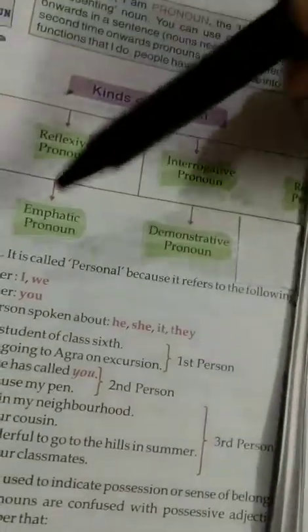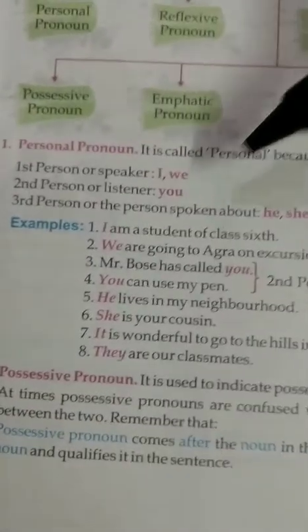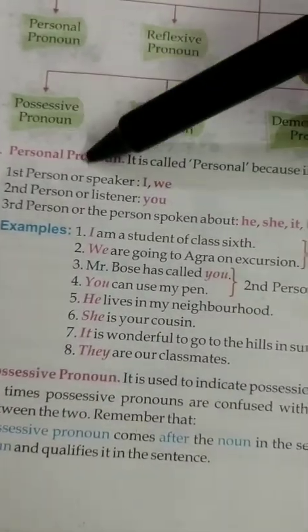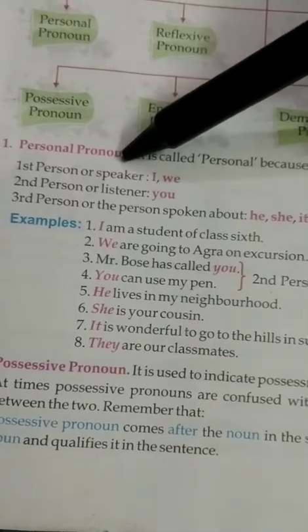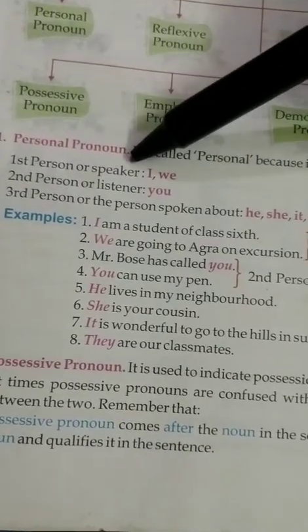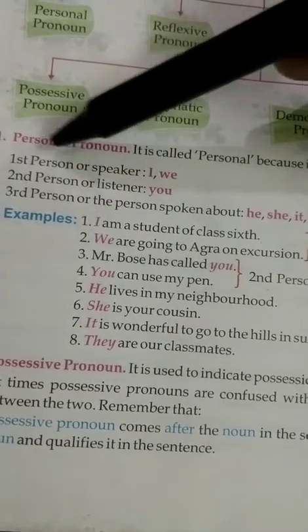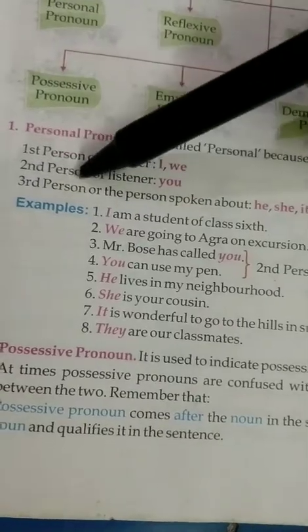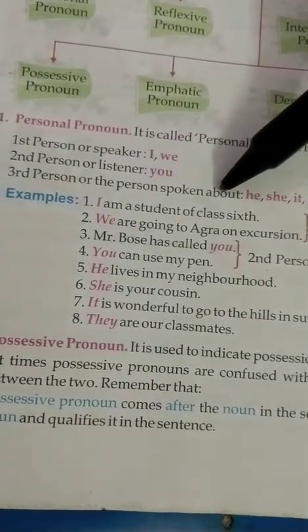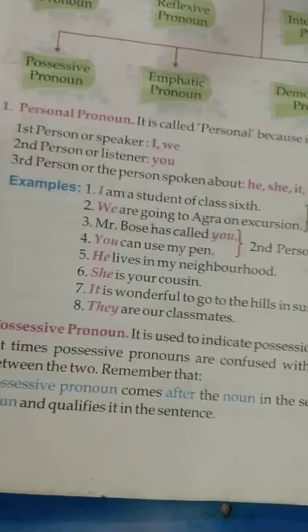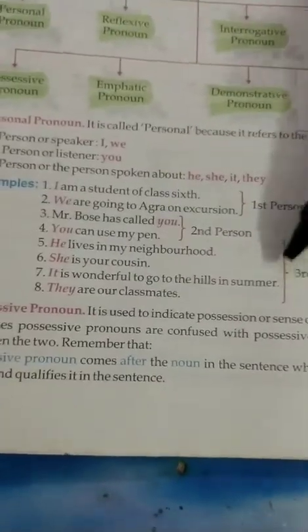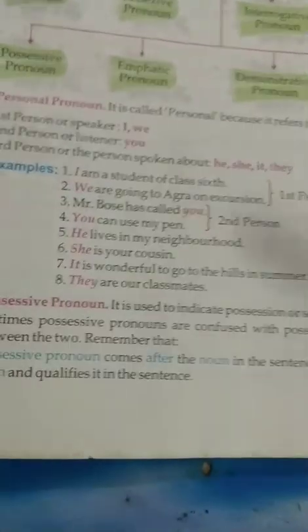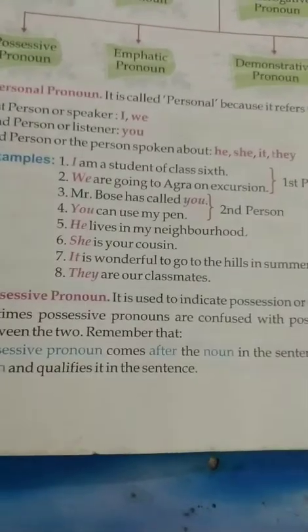Okay students, see here, also look at here. First person or speaker means first person personal pronoun means the speaker, I or we. Second person or listener, just like you. Third person or the person spoken about, he, she, it, they. Okay, now see the examples to understand it more clearly.